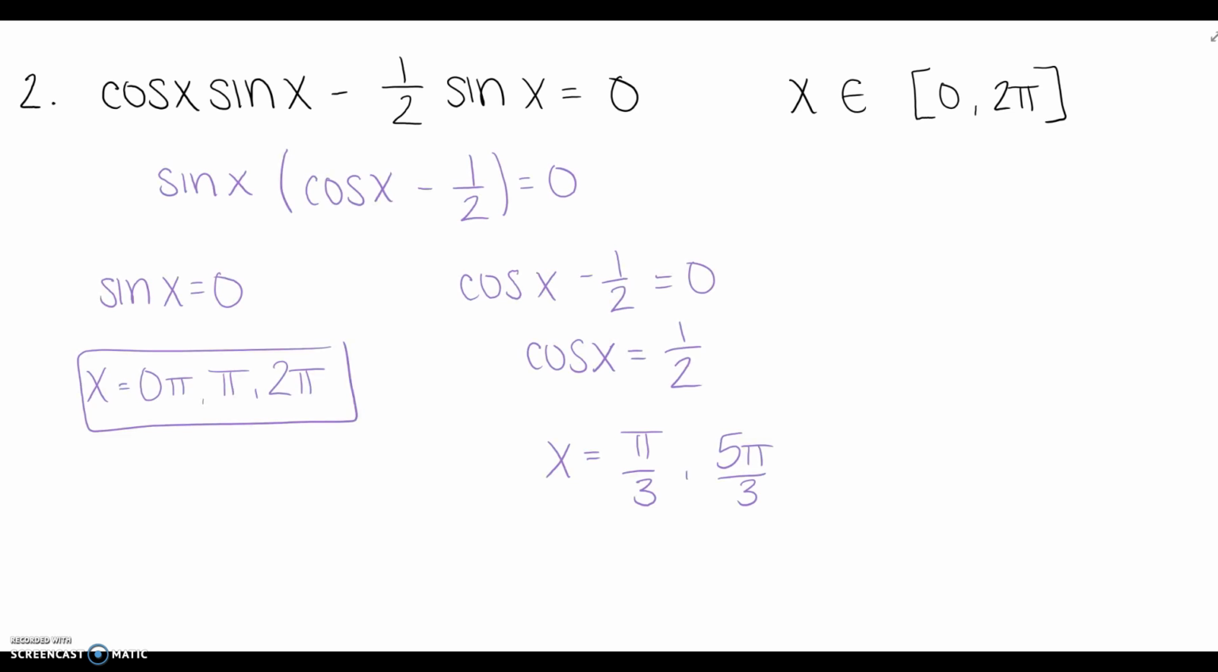Alright, so hopefully you and your group mates got 0, pi, 2 pi, and pi over 3 and 5 pi over 3. So this one is a little faster than the previous one. Factor out the common factor of sine of x, and you're left with cosine x minus 1/2, and then we use the zero product property and what we know about the unit circle. And that is it.